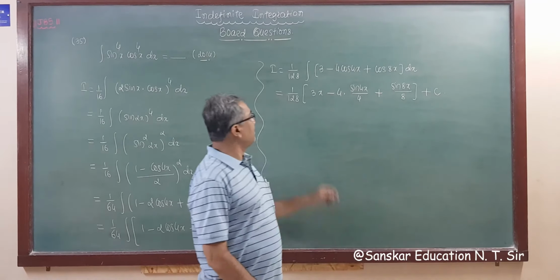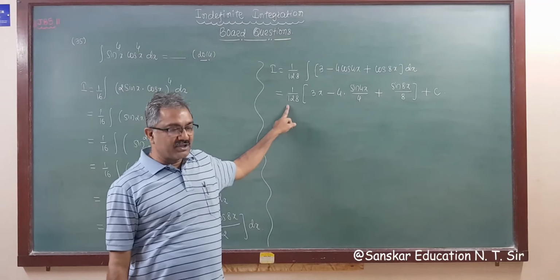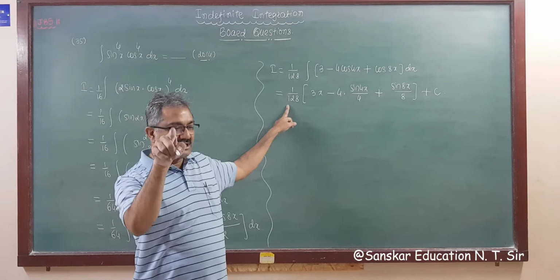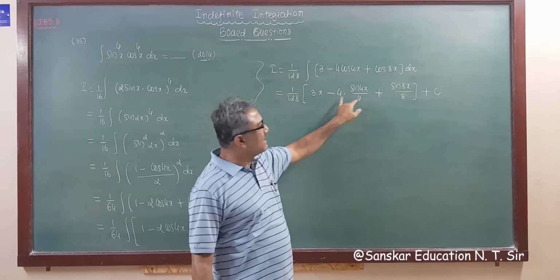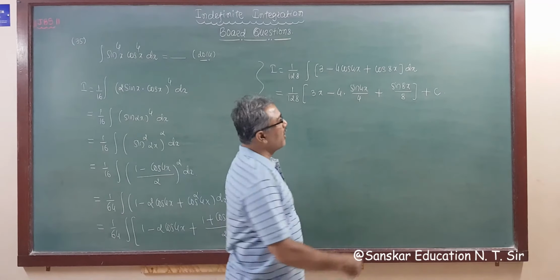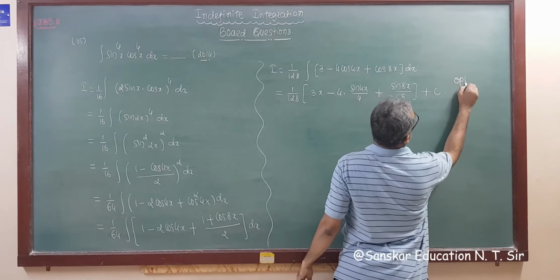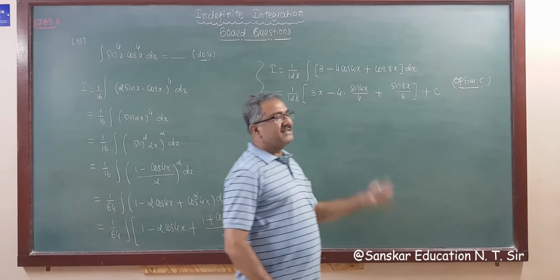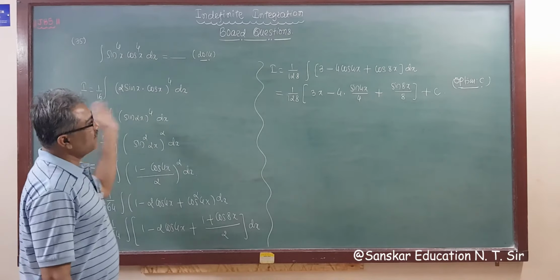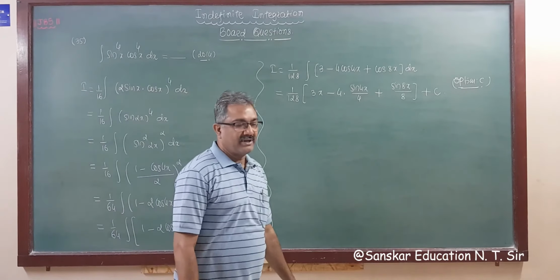From the options, 128 is given in only one option, that is option C. Then 3x, the 4 will be cancelled, so sin 4x and sin 8x by 8. So option C is your correct answer, right? So option C is your correct answer. I think this example will be for 2 marks or 3 marks in the board exam, right?